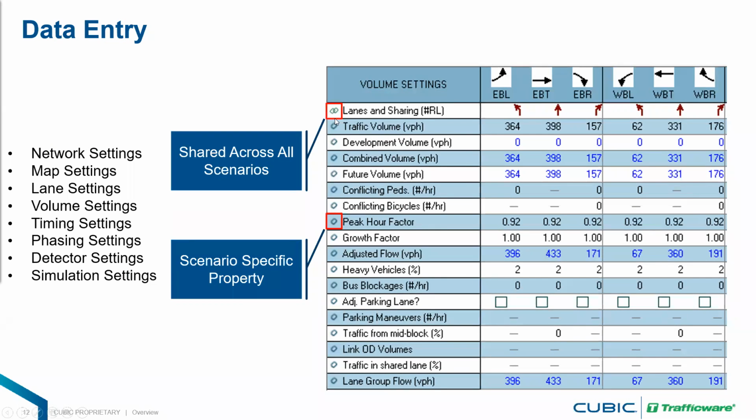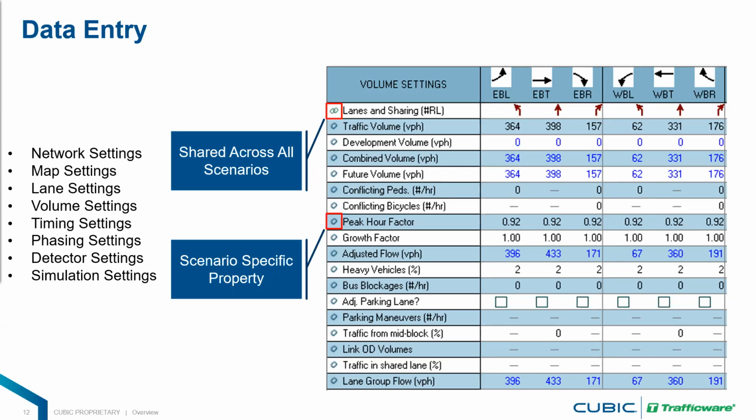So in 11, if you open up what I mentioned on my left side, the network settings, map settings, lane settings, etc., which are the data entry windows, you will notice that we introduced two new icons. Whenever you see the icon where two squares, or two boxes, are overlapping each other, it means that these parameters or this data is shared across all the scenarios. Meaning, if you change it in one scenario, the other scenarios will also get that changed data, okay?